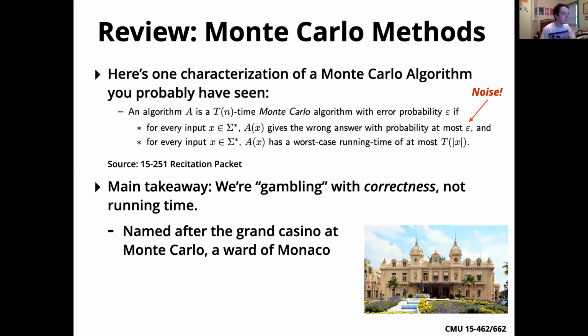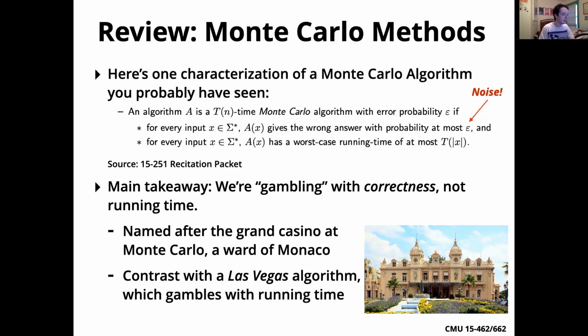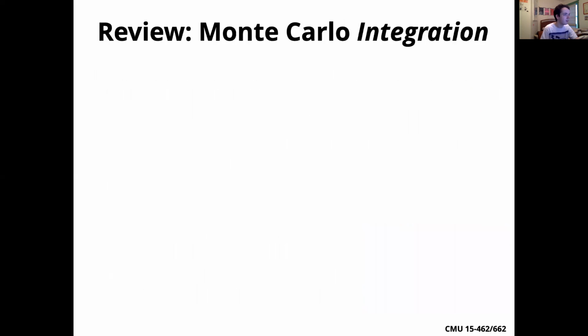These algorithms have a few different fun little names. This particular one is named after the Grand Casino Monte Carlo. Everyone, when they talk about this, shows the one picture on Wikipedia of Monte Carlo, but nobody actually shows the casino. This is the casino. But you can contrast this with a Las Vegas algorithm, which instead gambles with running time and not correctness. So you know it's going to be correct, but you don't know how long it's going to take. Okay, so that's a Monte Carlo algorithm.